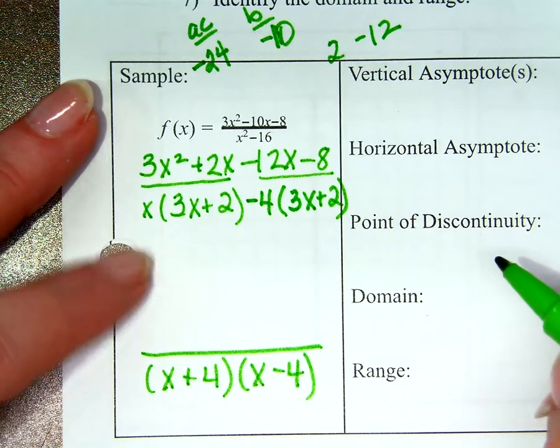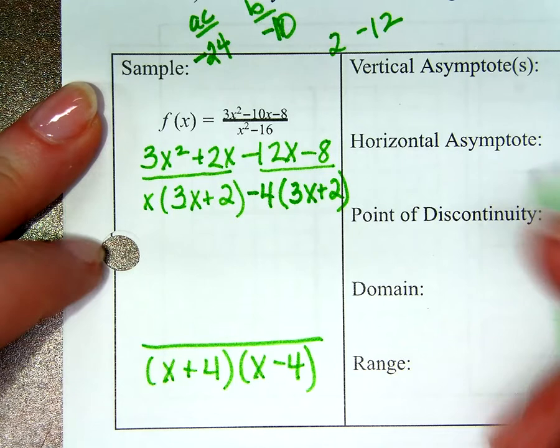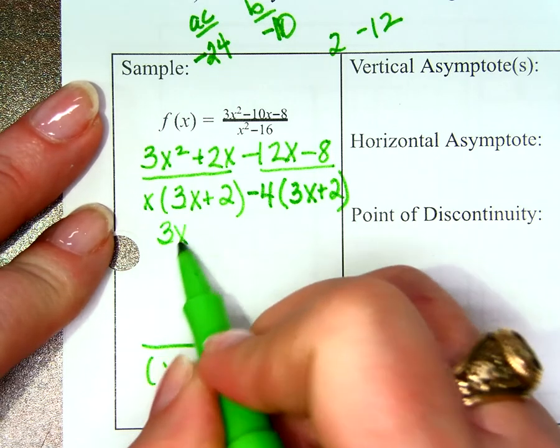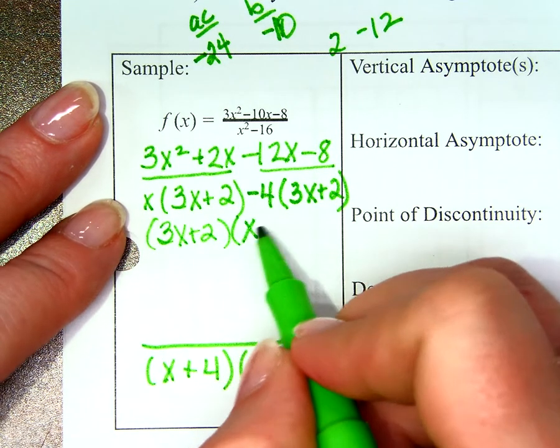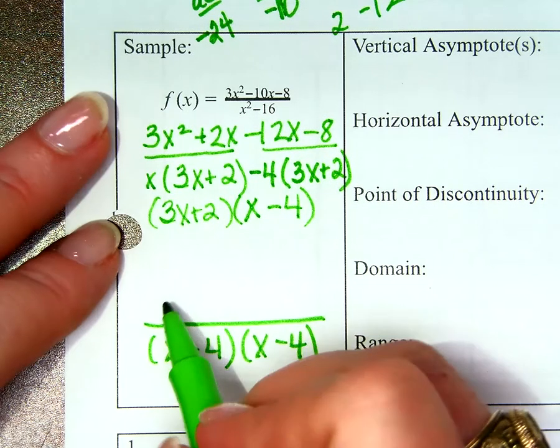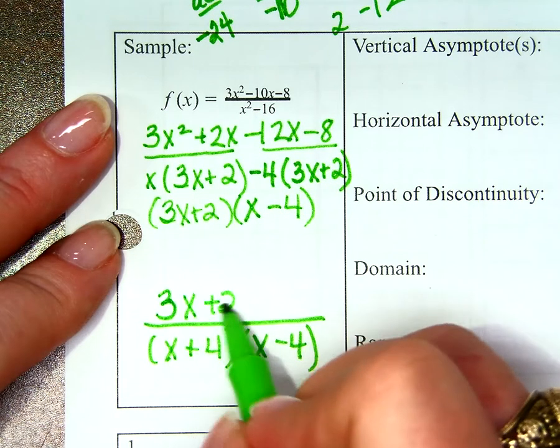Perfect. So what's common in these two terms? 3x plus 2. And what's left over if I factor out a 3x plus 2? X minus 4. Perfect. So that is the numerator, factored.